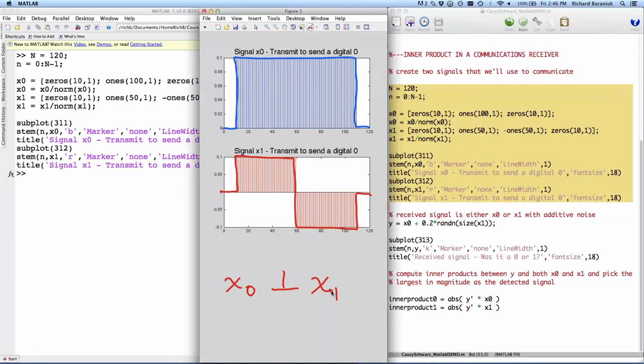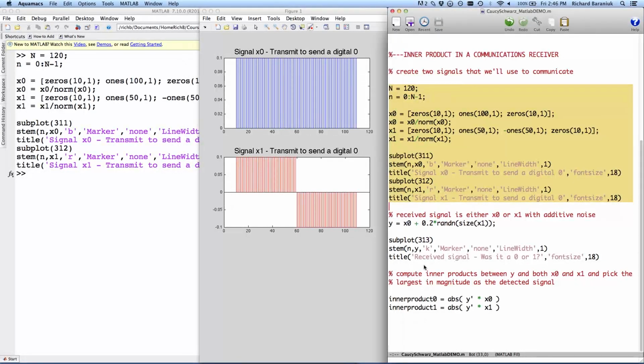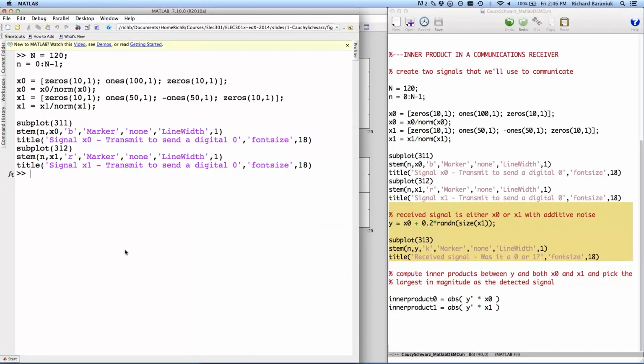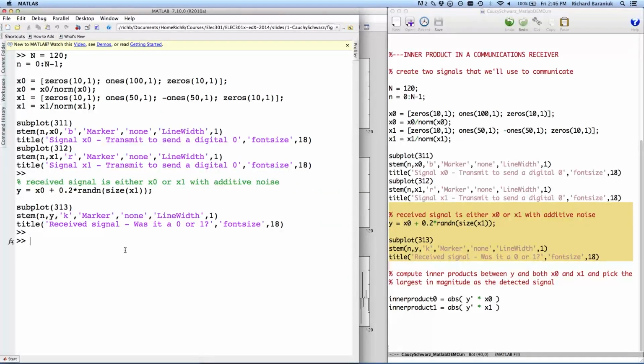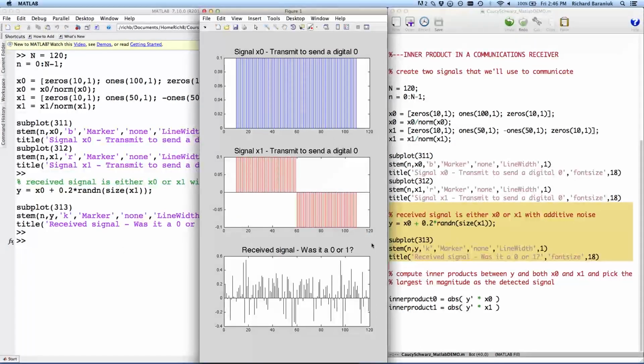So now what we're going to do is corrupt one of these signals. In this case, we're going to corrupt x0, which is up here, with additive white Gaussian noise to obtain the signal here at the bottom. And you can see that this is an extremely noisy signal. If you compare the amplitudes here, it's extremely noisy. And this is an example of a signal that you might receive at the end of some communication system.